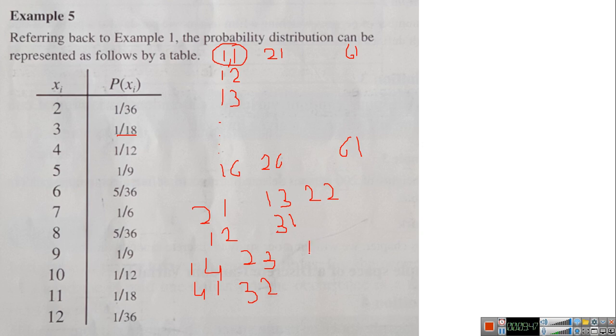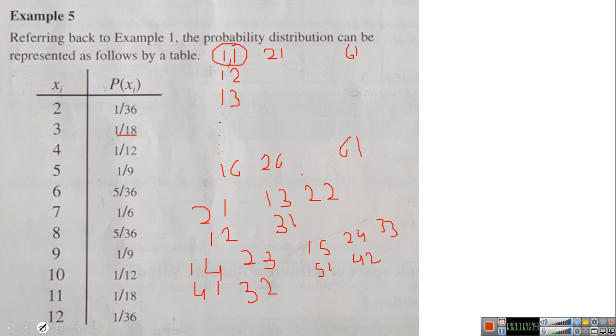To get a 6, you may have 1 with 5, 5 with 1, 2 with 4, 4 with 2, and 3 with 3. So how many choices do I have? I have 5 of 36. Till getting the number 12, you have 6 and 6, 1 over 36.